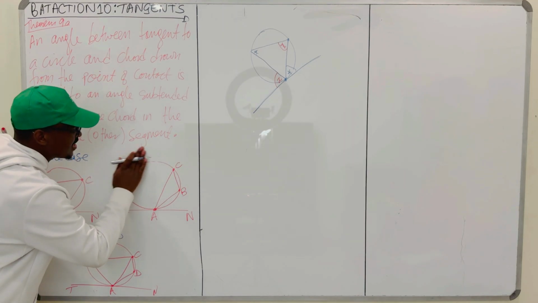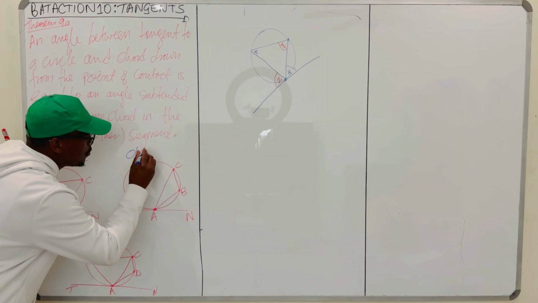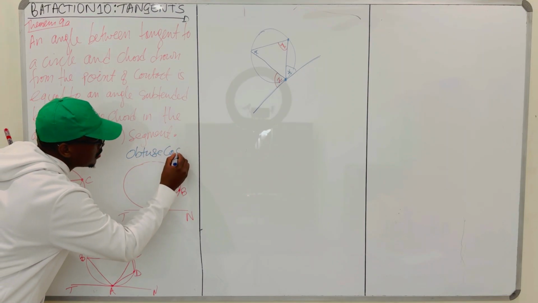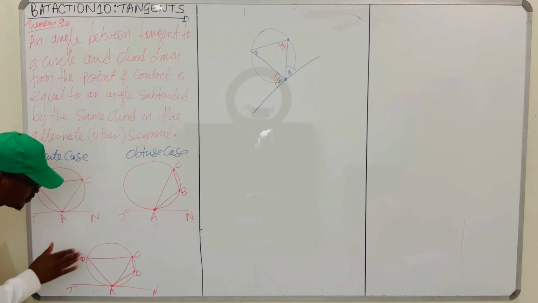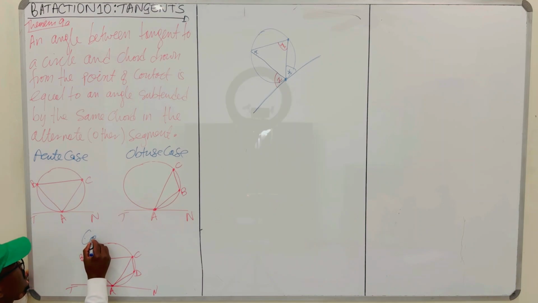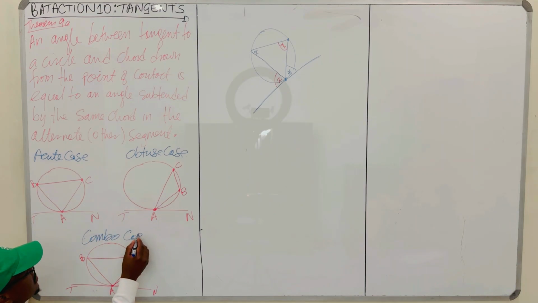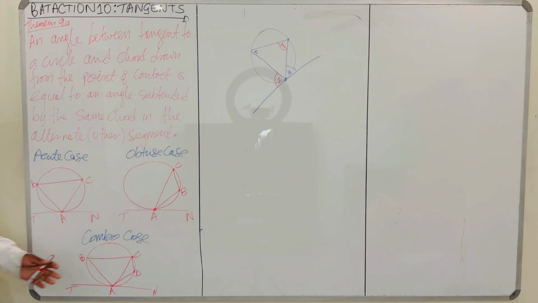Okay. So in this case here, case 2, you have an obtuse case, because this is an obtuse angle. We want to show that it works on acute angles, it works on obtuse angles. Even if they are both combined, it will still work. This is the combo. What do we call it? Let's say combo case. Because I've combined the acute angle and that one over there. Okay. So this is a combo case.